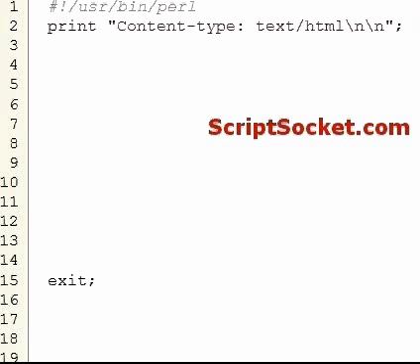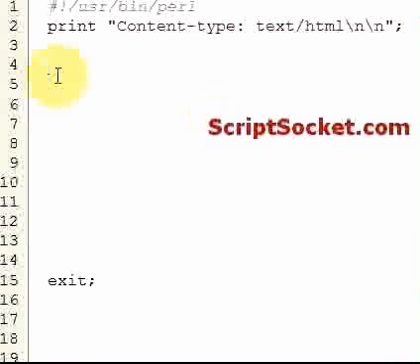Perl tutorial part 10, operators and precedence. Today's tutorial will explain how to add, subtract, divide, multiply and use various operators.